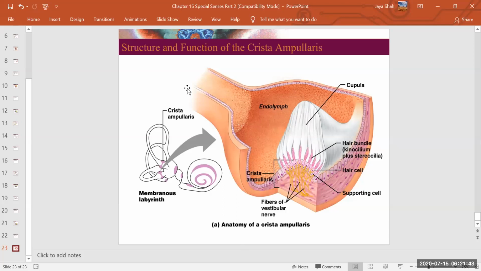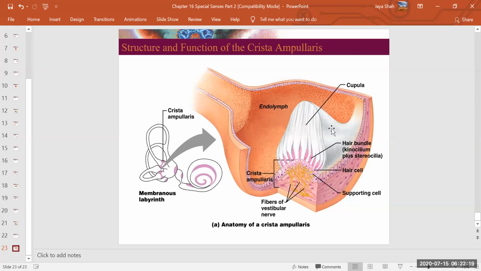Here, this is the semicircular canal. This is the ampulla of each semicircular canal. Let's take one ampulla. This is the membranous labyrinth you see here. Inside the membranous labyrinth, you have the crista ampullaris. This whole structure is the crista ampullaris. In the crista ampullaris, we have hair cells. You see, these are the hair cells.